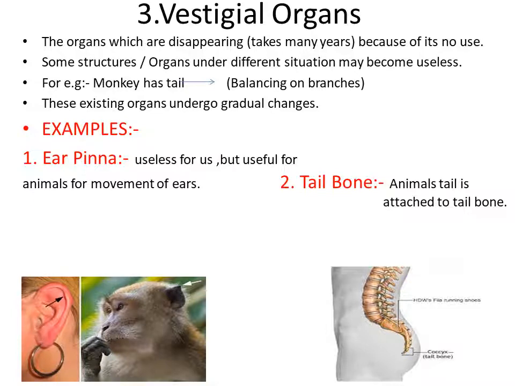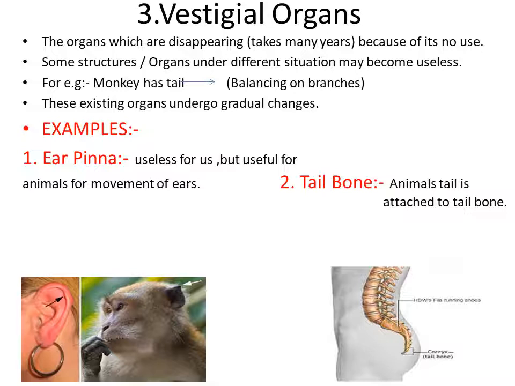Third one is vestigial organs. What are vestigial organs? The organs which are disappearing because of their no use. And this disappearance takes many years. Some structures or organs under different situations may become useless. These existing organs undergo gradual changes. So let us see a few examples of vestigial organs.